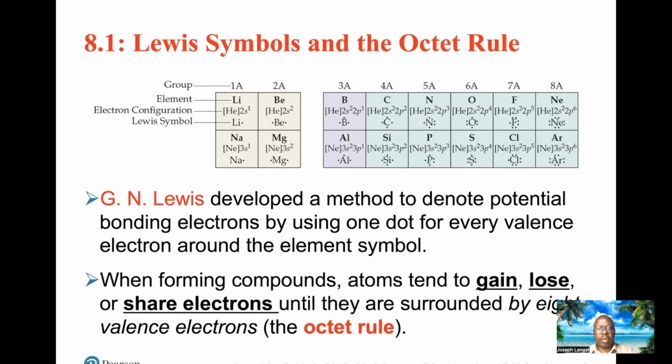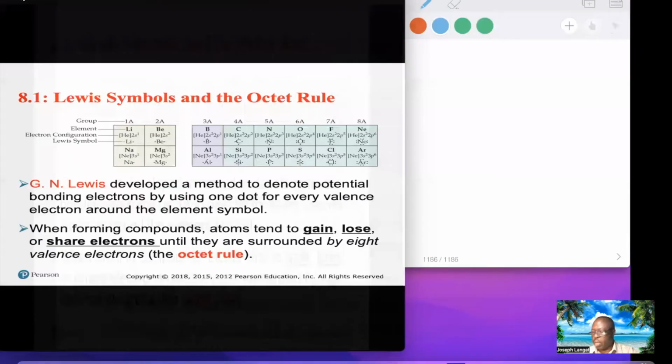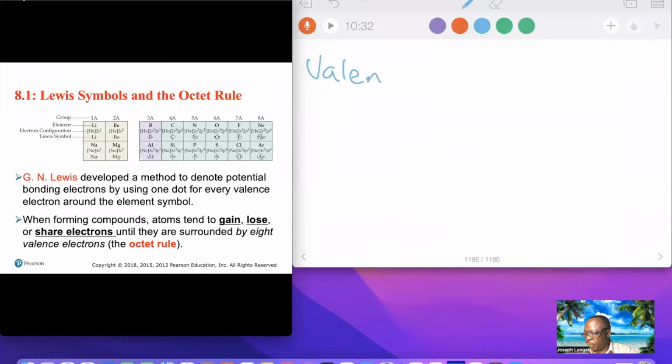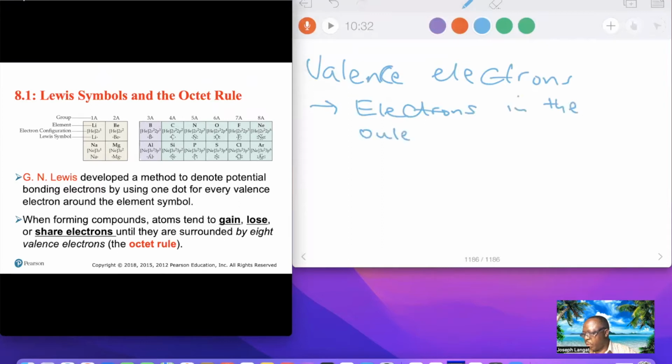Let's understand what valence means here. Valence electrons are electrons in the outermost shell, or electrons in the highest n value.